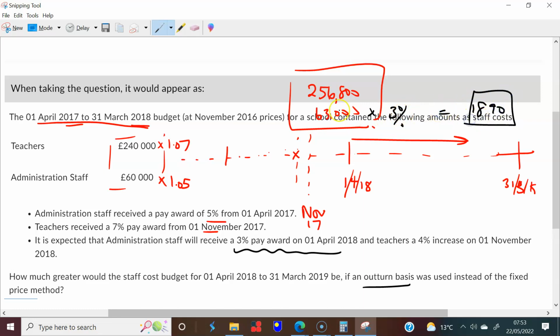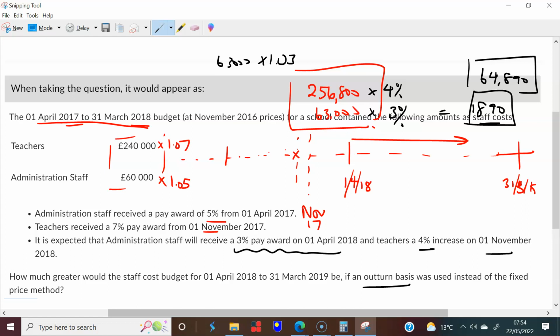1,890. Because the new budget, technically, if you do the new budget, it'll be 63,000 times 1.03. So basically take the 3% and add that onto the 63,000, which technically would have been 64,890. This would have been the budget under the outturn method, but we're just talking about the change. That's all we're interested in. Here, we're interested in the change where we see an increase of 4%, but not until the 1st of November. So I would recommend the best thing to do is to find the 4%.